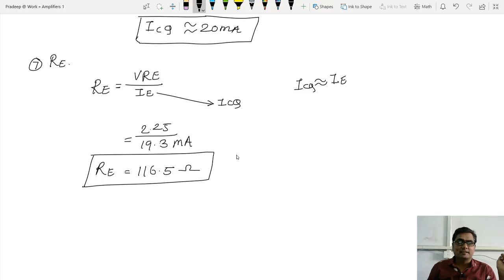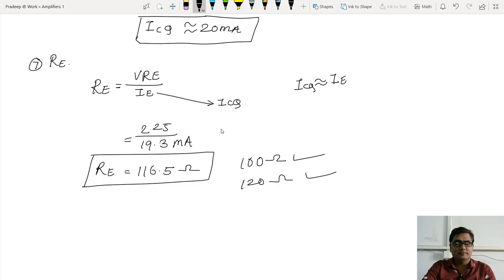Is it? So practically you can select 100 ohm. If 120 ohm is available, then you can go for 120 ohm. If it is available, then go ahead. Otherwise, select 100, which is always available. So those are the values of RE that we need to select.